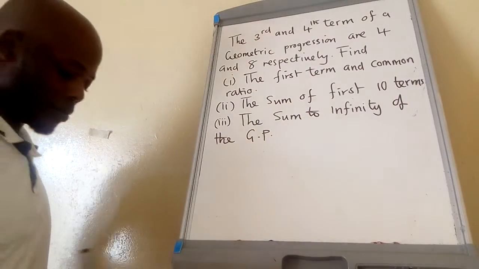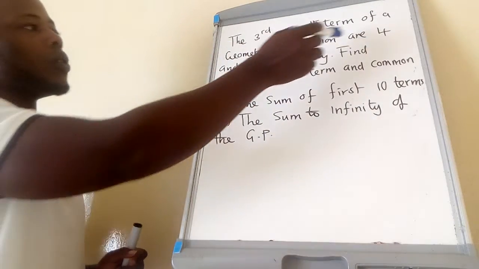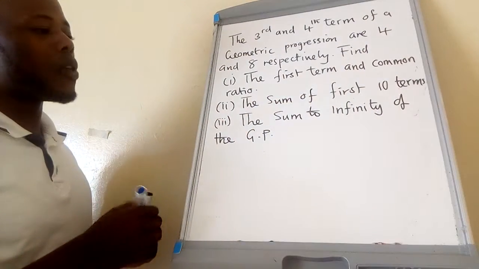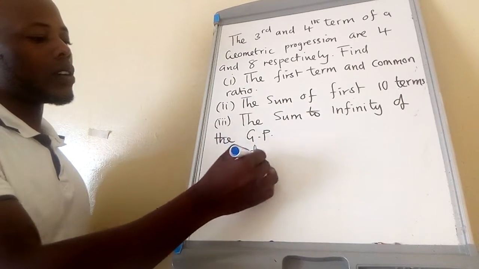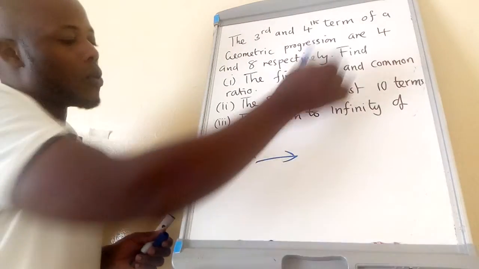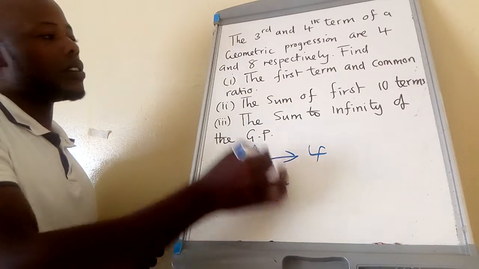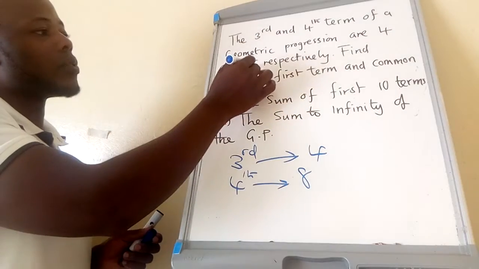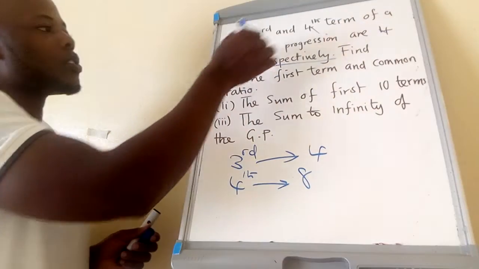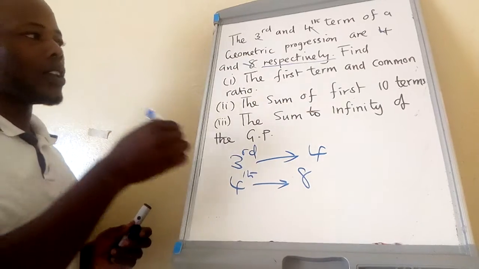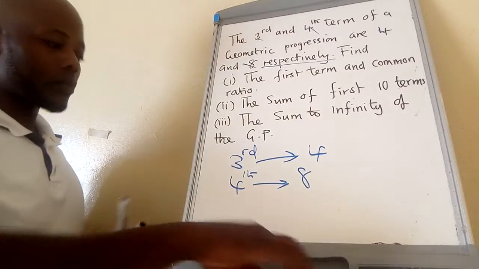They've said the third term and the fourth term of a geometric progression are 4 and 8 respectively. So right here, the third term is 4 and the fourth term is 8, because they have said respectively, meaning this one goes with the first one, and this one goes with the second one. They say find the first term and the common ratio.